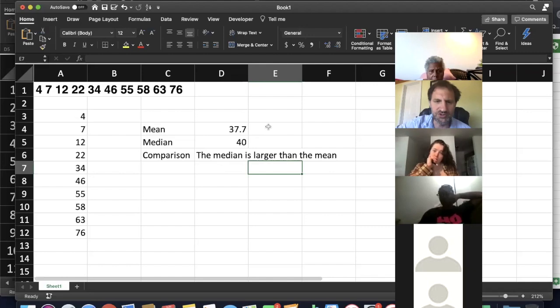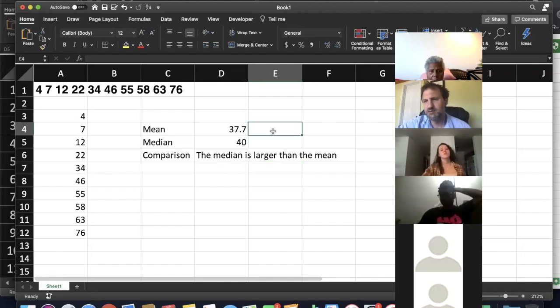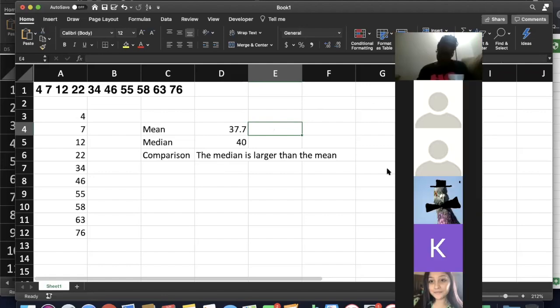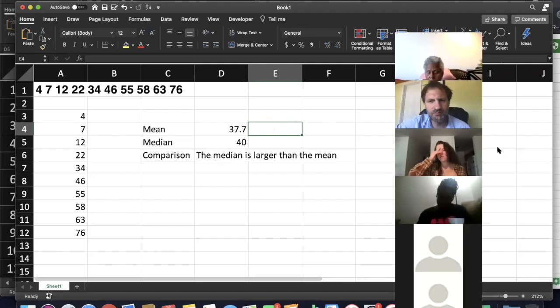Just a little side question here. What are the units? Because anytime we work with numbers in a context, the numbers have meaning. So what are we talking about here? 37.7 what? Hot dogs? Cups of coffee? 40 what?